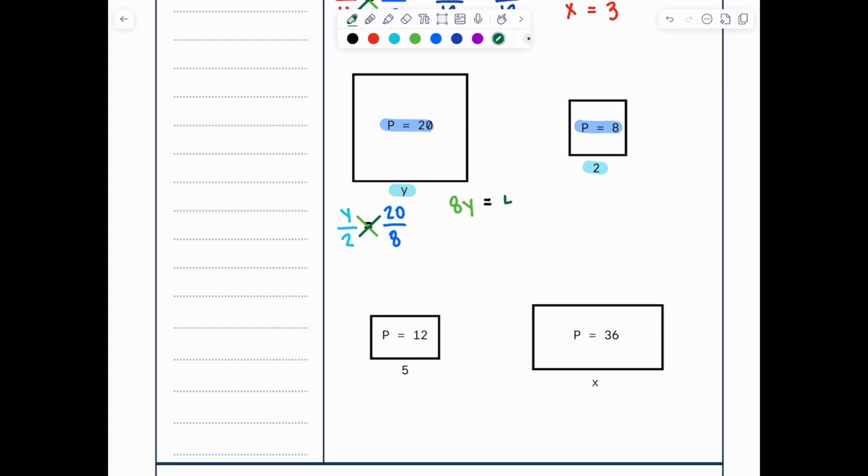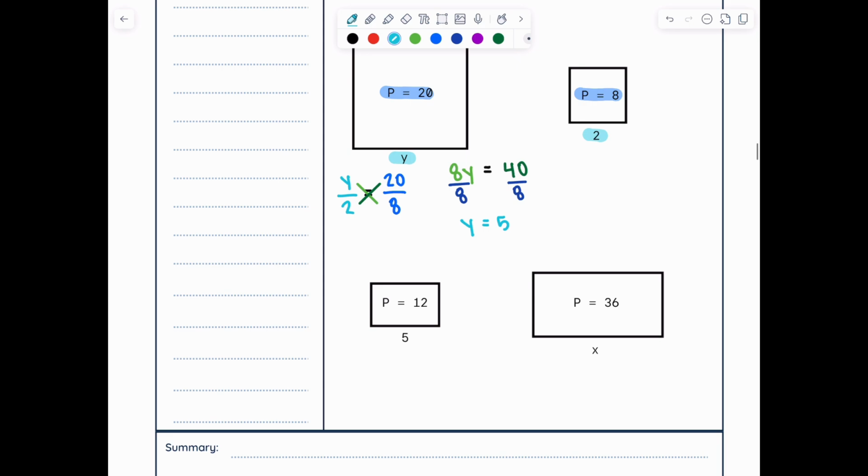20 being multiplied by 2, which is going to give you 40. Last but not least, we have to divide. So 8y divided by 8 is 1y by itself, and then 40 divided by 8 gives us 5. So since I knew the ratio of the perimeters, I can find the missing side length.